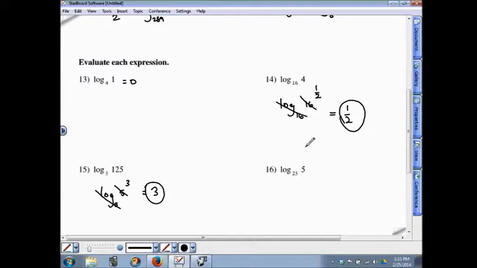Here, similar trick as in question 14. We're not going to change the base of the logarithm. We're going to change the 5 into 25 to the 1/2. 25 to the 1/2 is just the square root of 25, which is 5. Now that they have matching bases, you get an answer of 1/2.